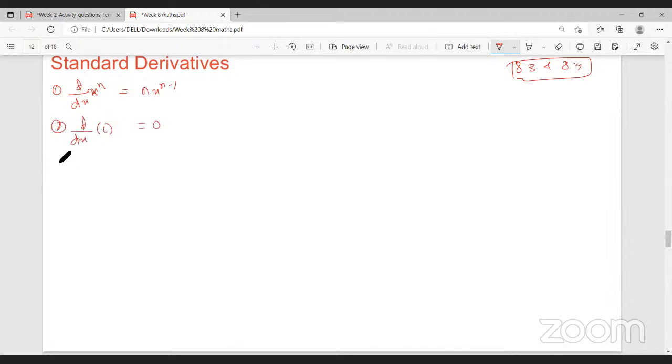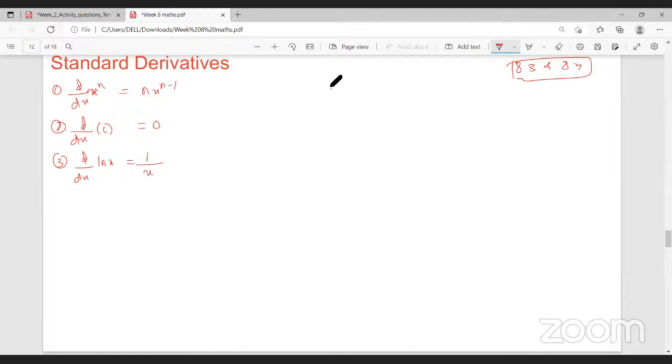So what is the derivative of log x? 1 by x. Note that it is a natural log, okay? Sir, if it is given log 2 and log something, then we have to change the base. Yes, change the base.